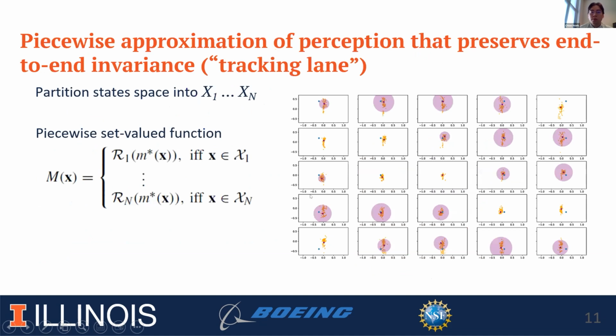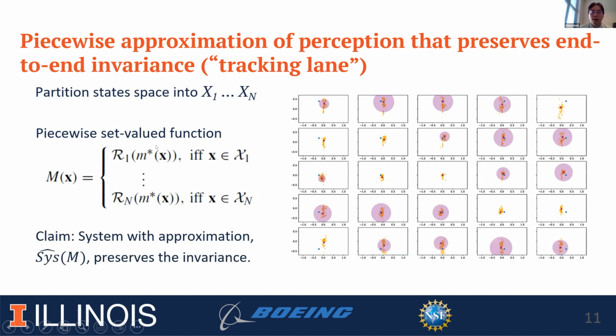Now, we also partition the state space and then learn a set value approximation for each partition of the state space. The aggregated result is then a piecewise set value output function M. In our paper, we proved that if we replace the actual perception pipeline with this piecewise approximation, this approximated system, denoted as hat-sys with M, will preserve the system invariance.